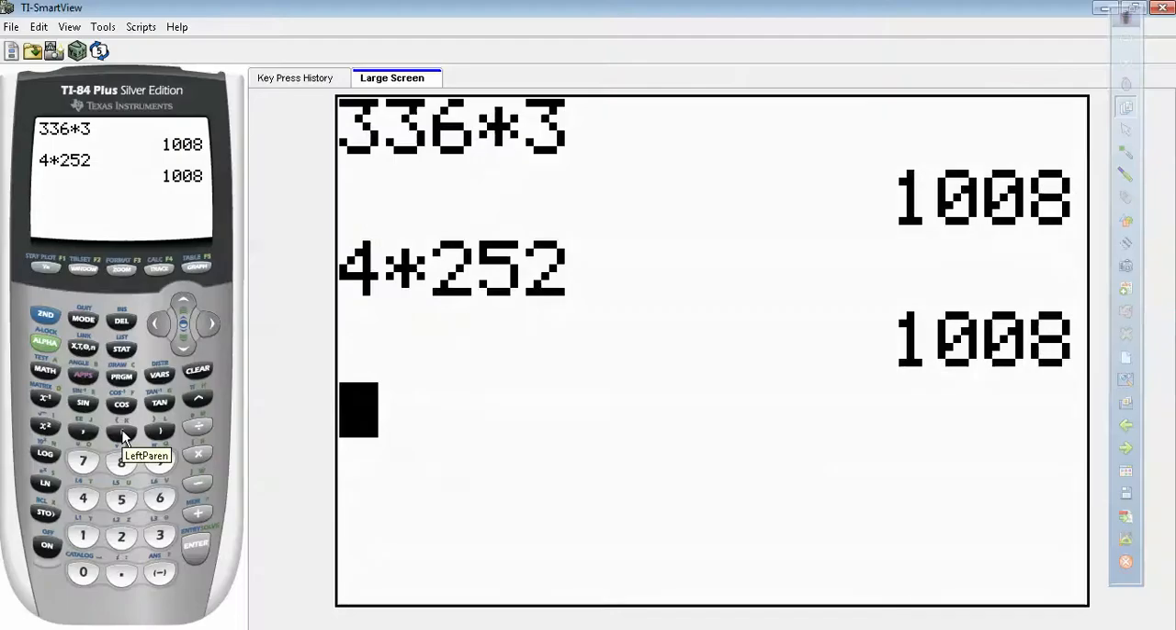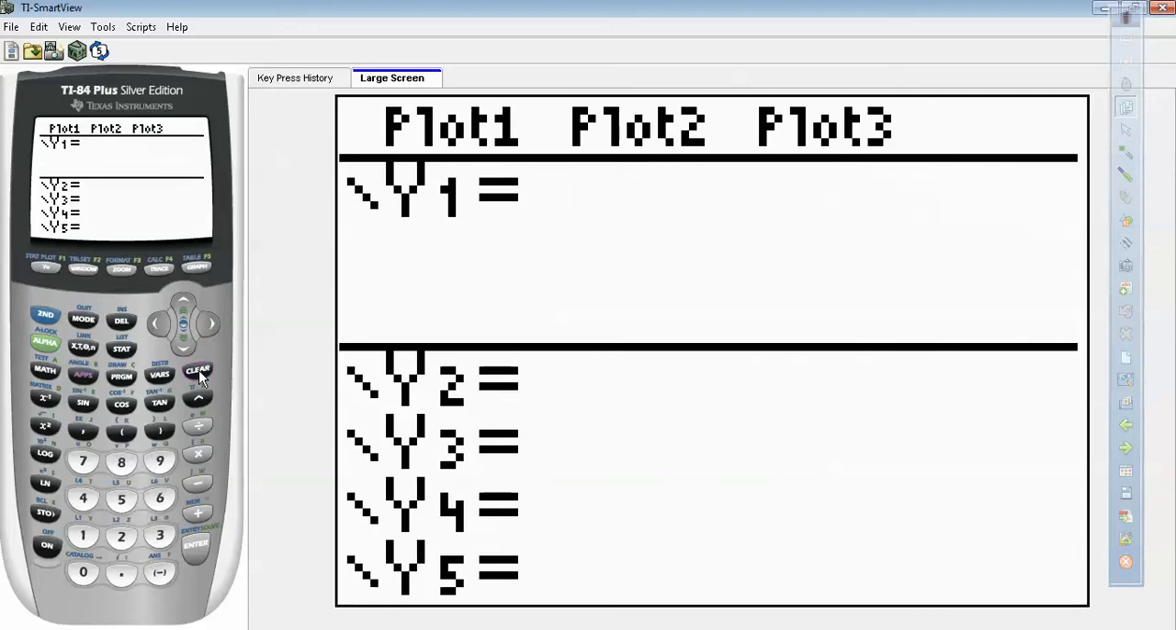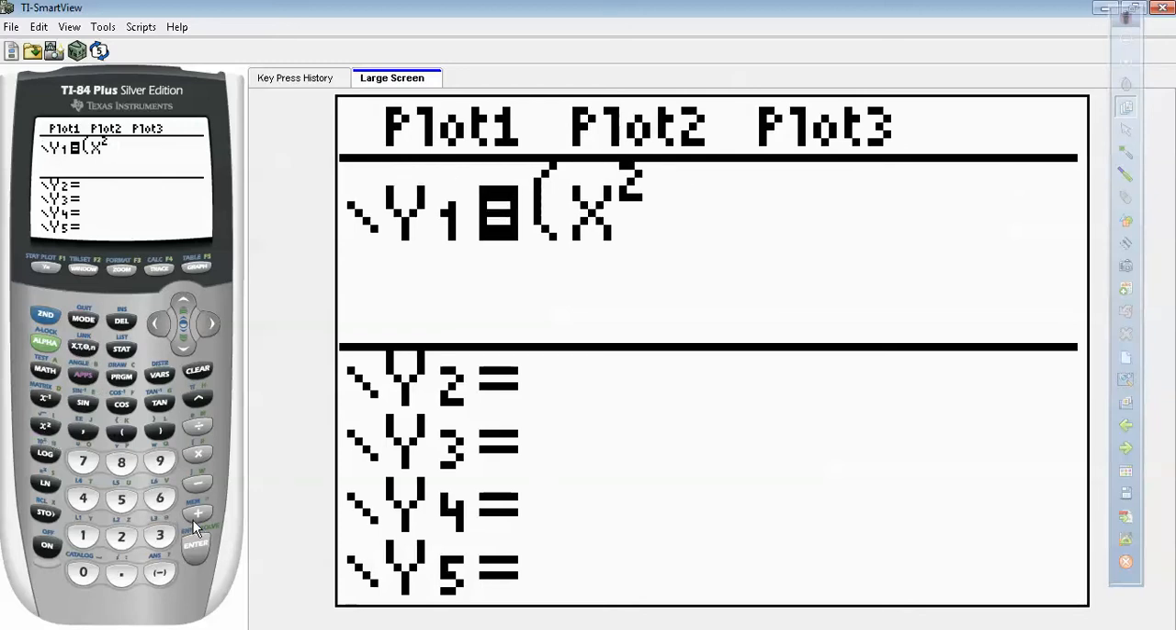Observe. So from here, hit your Y equals button, clear out anything that's there, and proceed to type in the numerator with parentheses. X squared plus 5X plus 4. Then close the parentheses. So now we want to divide by X plus 2. So hit your division symbol.